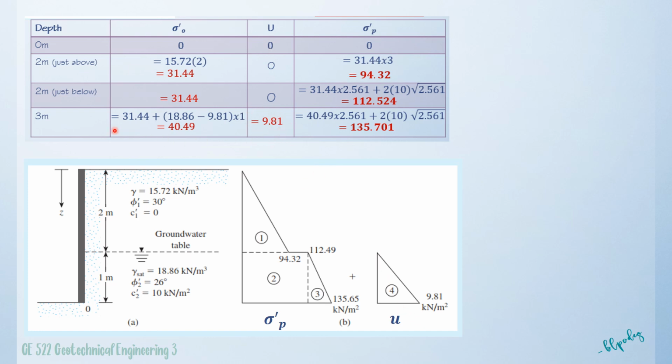And then we have here the pore water pressure. So at z equal to 0, no value for the pore water pressure. At 2 meters, this is our 2 meters, still we don't have a value for the pore water pressure, so 0 pa rin siya. And then at z equal to 3 meters, we now have a value of 9.81. So in our diagram, at z equal to 3 meters, that is 9.81.